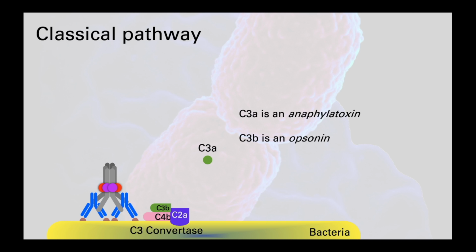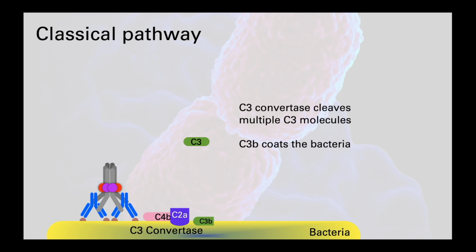C3a is a potent anaphylatoxin, and C3b is what we call an opsonin, which is a substance that coats a pathogen to help mark it for phagocytosis by neutrophils or macrophages. The C3 convertase is able to cleave multiple molecules of C3, so the surface of the bacterium becomes covered by this protein, making it very visible to these phagocytic cells.